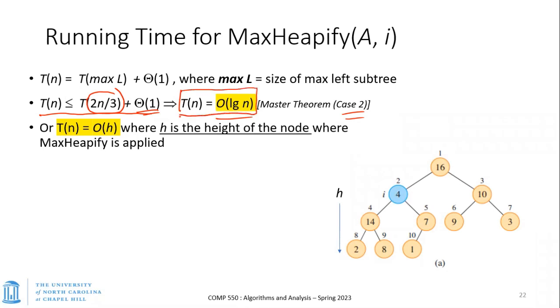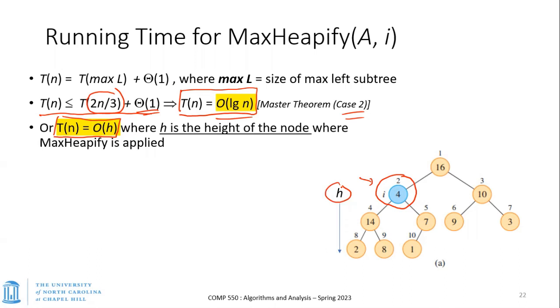But a more useful expression that we're going to be using as we go down in the next few slides is the following relationship. This relationship says that instead of saying log of n, which is in terms of the number in that subtree, we're going to relate it to the height of that node. So if h is the height of the node, so let's say we're deleting this particular node, and then we're doing a max heapify on the node I, and the height of that particular node is h.